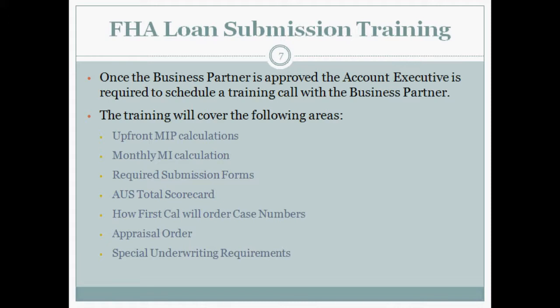So we're going to offer some FHA loan submission training, and this will be provided to you by your account executive. They will be required to schedule a training call with you, and the topics that they will cover are the upfront MIP calculations, monthly MI calculation, the required submission forms, AUS total scorecard, how First Cal will order case numbers, the appraisal order, and then any special underwriting requirements.